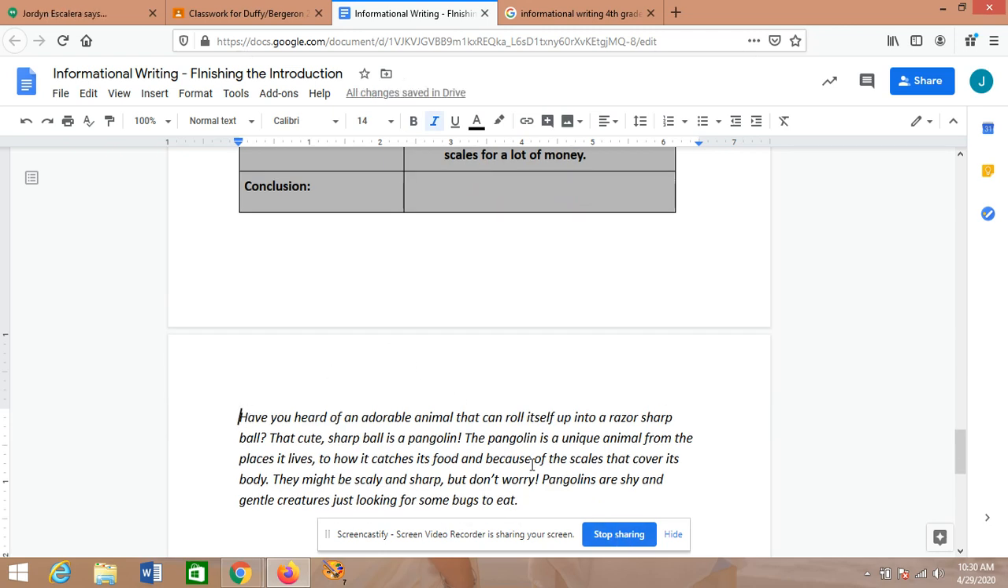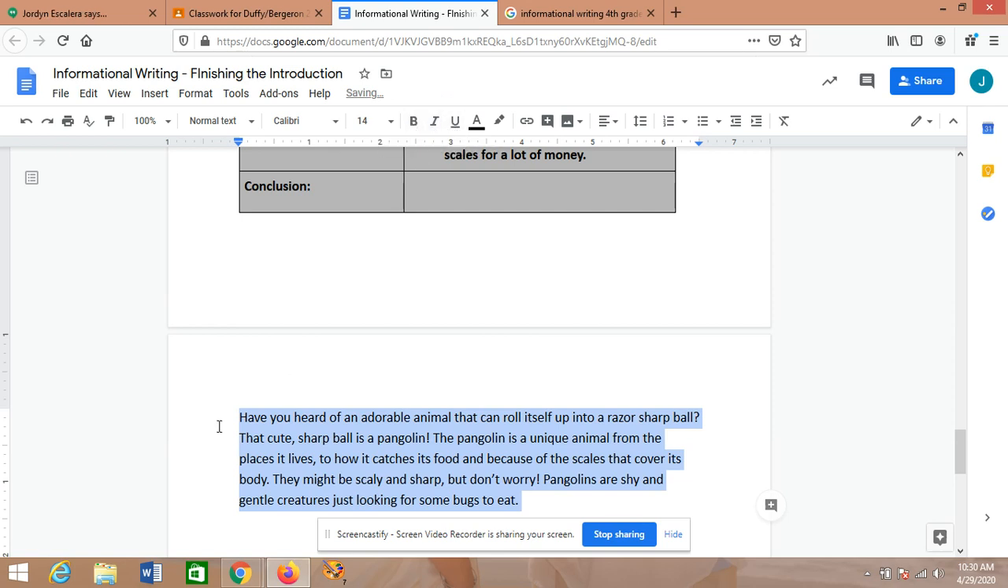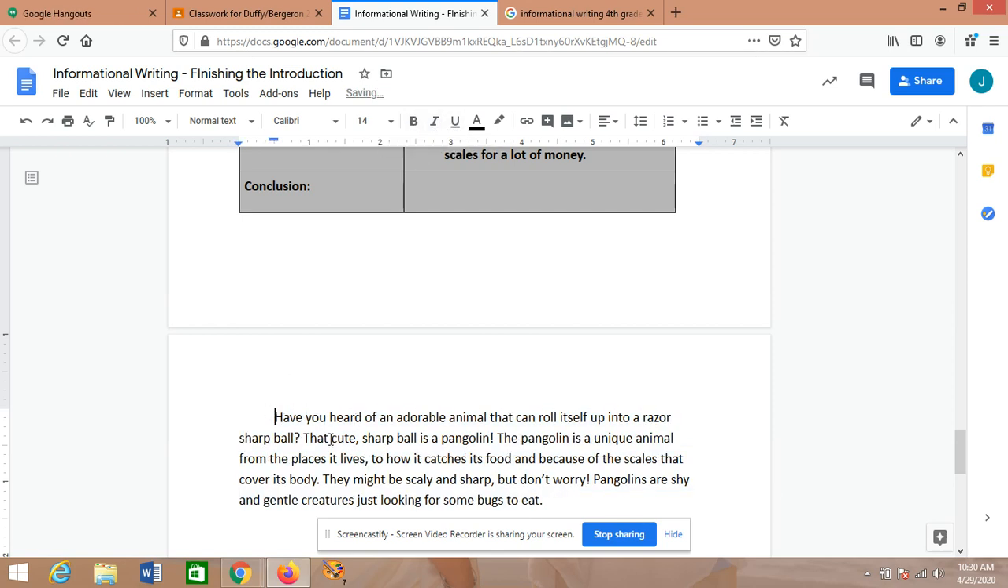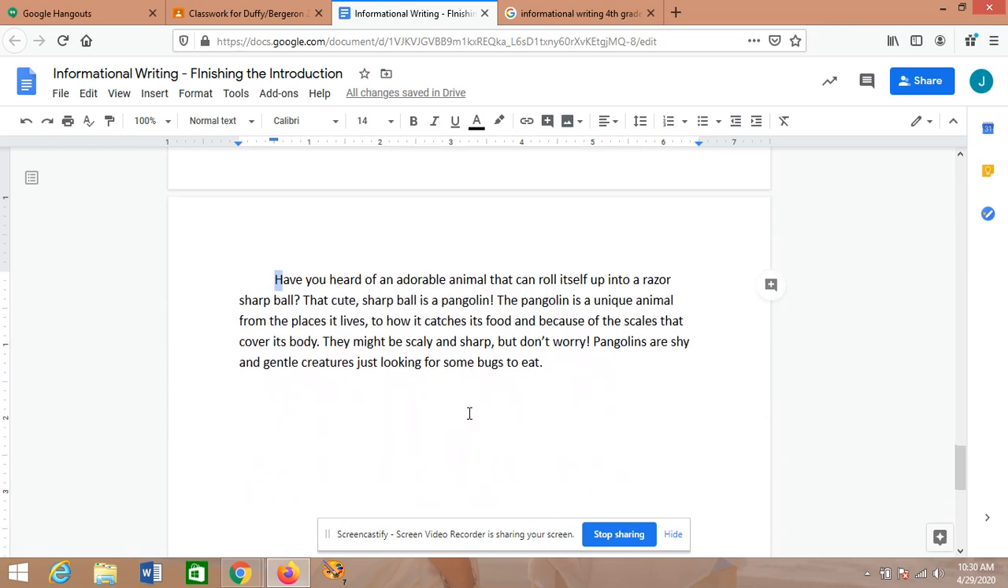And then let's make it a true paragraph. Let me get rid of this italics. So make sure it has an indent. Make sure you have capital letters at the beginning of your sentences. And make sure you have punctuation. And then look, after you do that, you have a solid, awesome introduction to your informational writing. So that will be it.